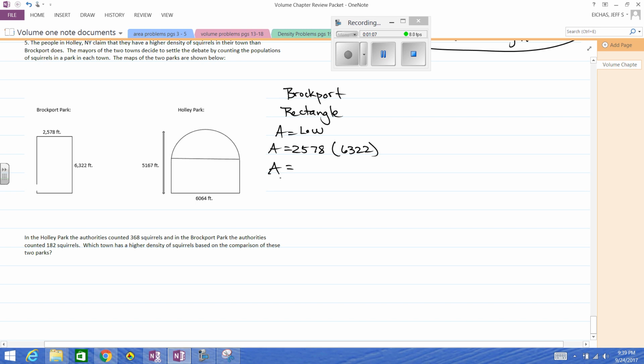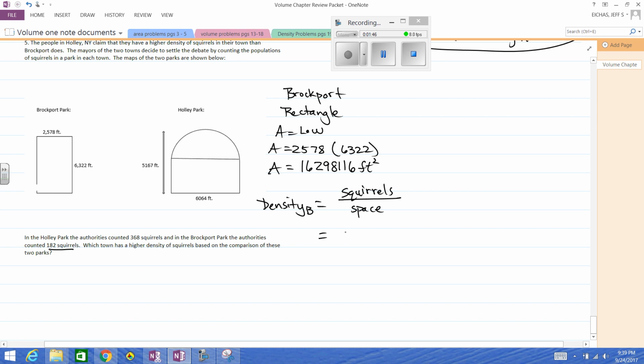Go ahead and type that in. It looked like 1629816 square feet. Okay, so that was pretty simple. Let's go ahead and get the density. The density for Brockport is going to be the squirrels over the square footage. All right, that's going to be how many in Brockport?